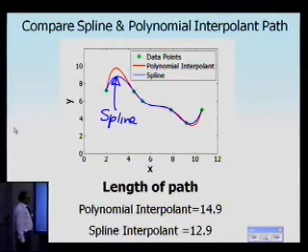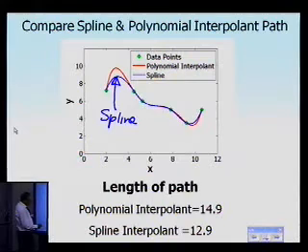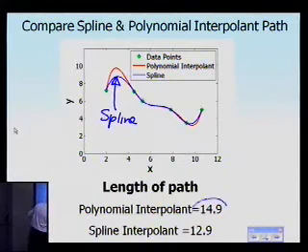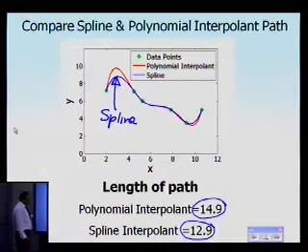It also reinforces the concept that higher order interpolation is a bad idea. If I had more points on this robot path, most probably I'd get a much wigglier, much more oscillatory curve for the polynomial interpolant. What we did was find the length of the polynomial interpolant, and it turns out the length of the polynomial interpolant is 14.9 as opposed to the spline interpolant, which is 12.9. So it is shorter than what you get from the polynomial interpolant.